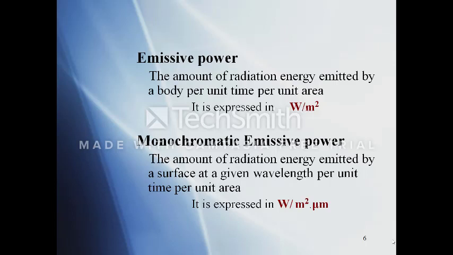Any black body emits radiation in the entire spectrum of wavelength, from the smallest wavelength to the largest wavelength. At each wavelength, it will be emitting a certain amount of radiation energy. We call that monochromatic emissive power. So we can define monochromatic emissive power or spectral emissive power as the amount of radiation energy emitted by a surface at a given wavelength per unit time per unit area. The unit is watts per meter square per micron.